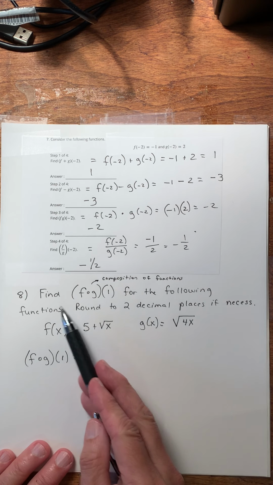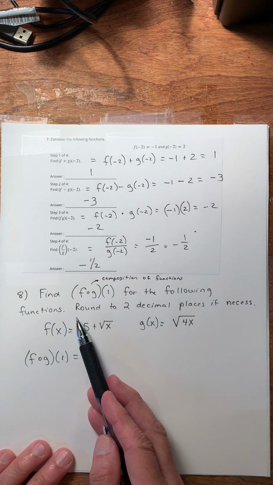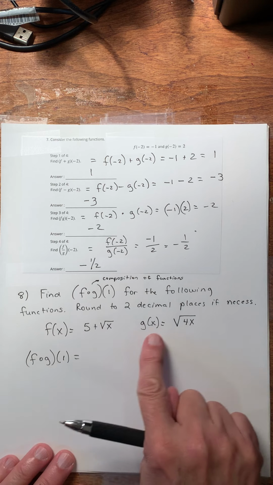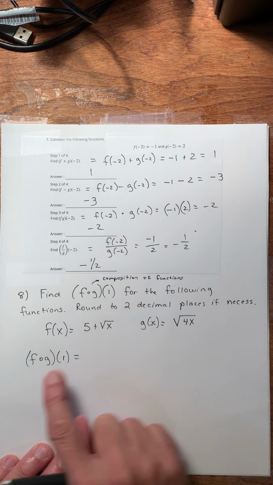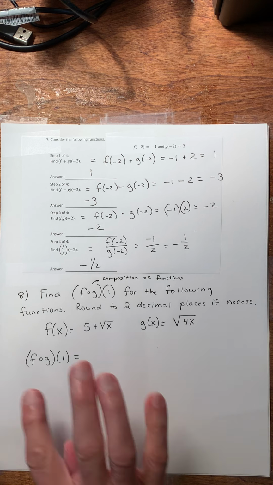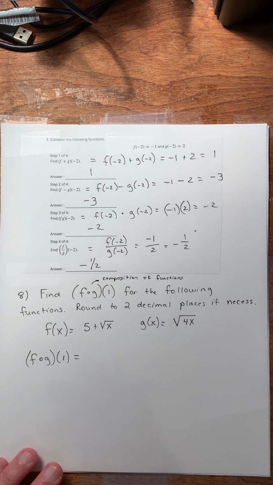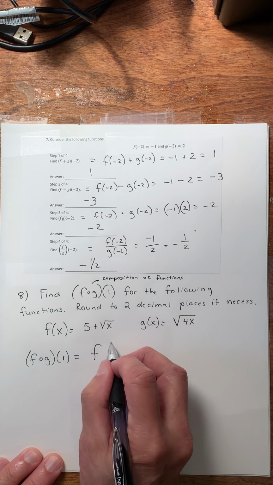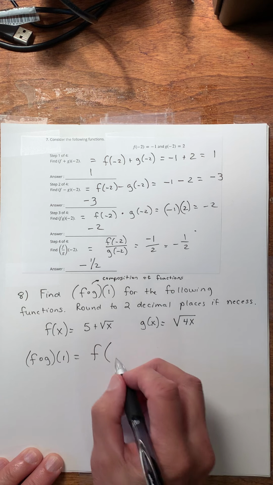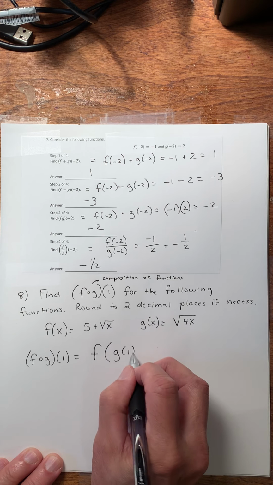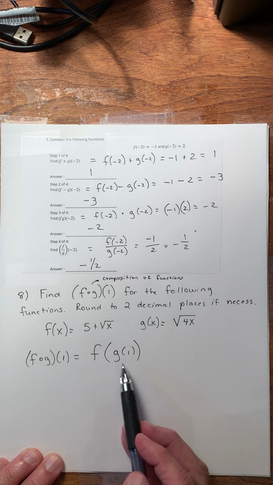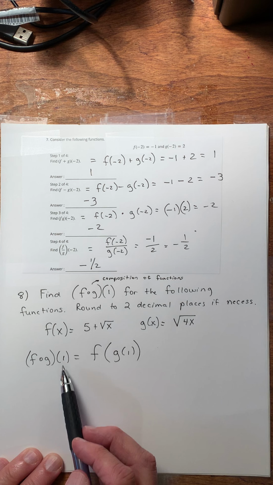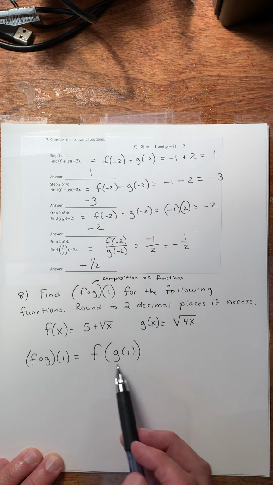So happy. Find F of G of 1 for the following functions. Round to 2 decimal places if necessary. So I have 2 functions, and I'm asked to find F of G of 1. Okay, what does F of G of 1 do? It simply means this. The first function evaluated at the second function. So if you will simply have this in your notes visible, you can do what F of G of 1 is. It's simply F of G of 1.